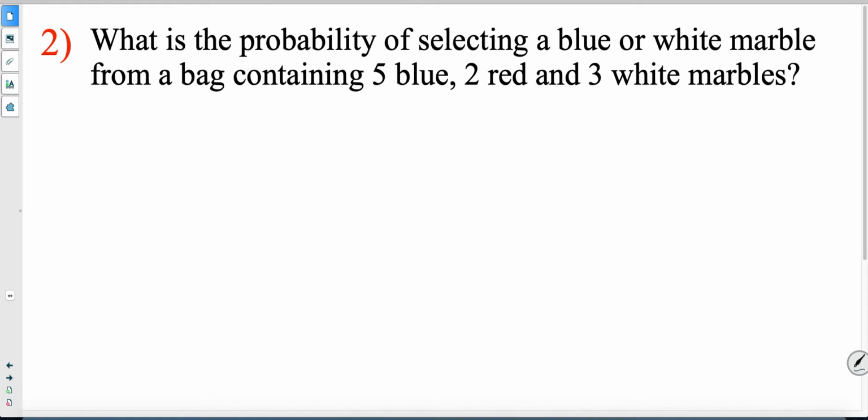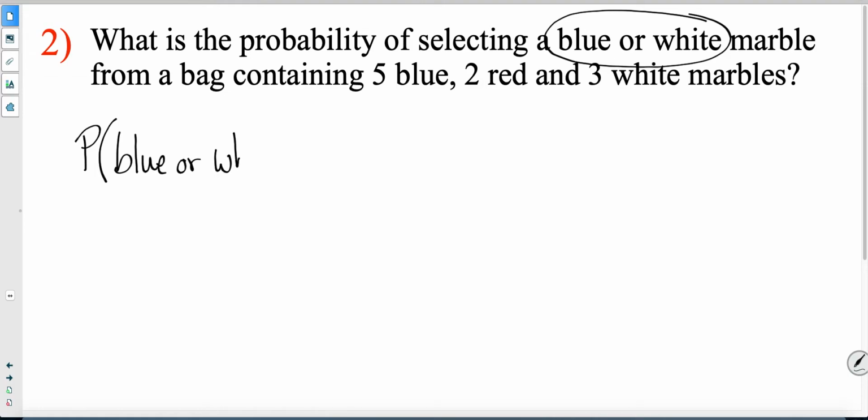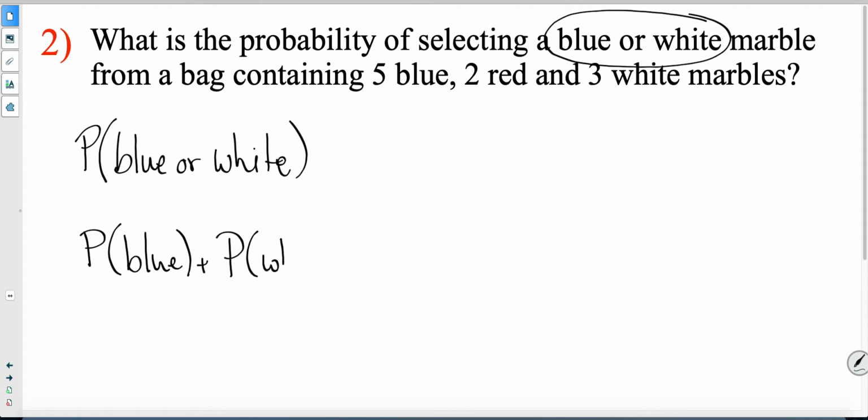Okay, so another fairly simple one. So what's the probability of selecting a blue or white marble from a bag containing 5 blue, 2 red, and 3 white marbles? So this is what we're looking at here. Probability of a blue or white, okay? So probability of blue or white. And if we're following that little box that we had on the last one, this turns into the probability of blue plus the probability of white.